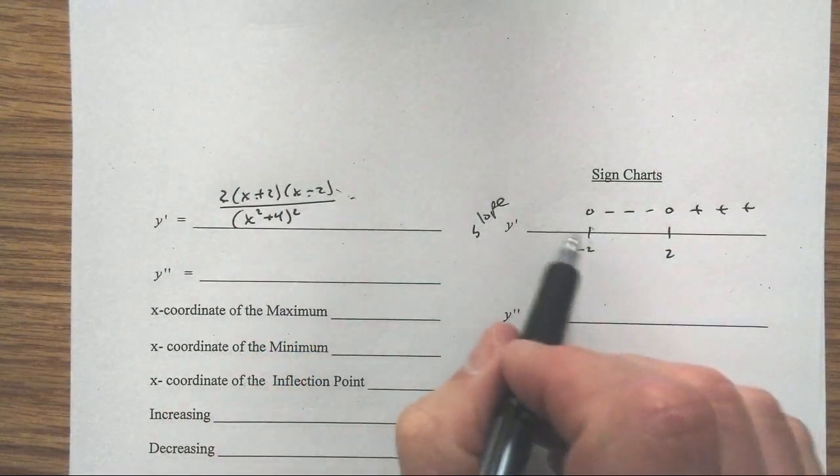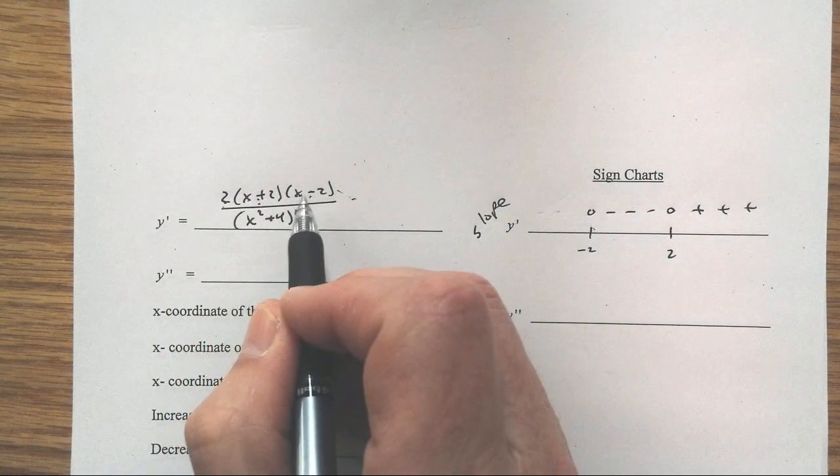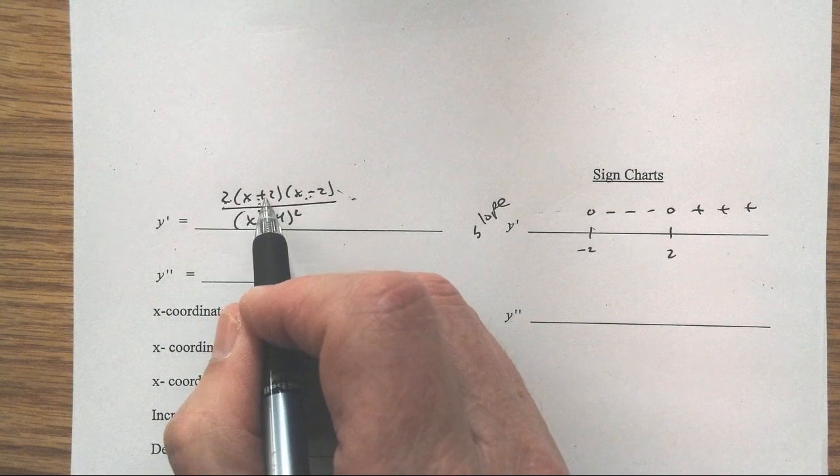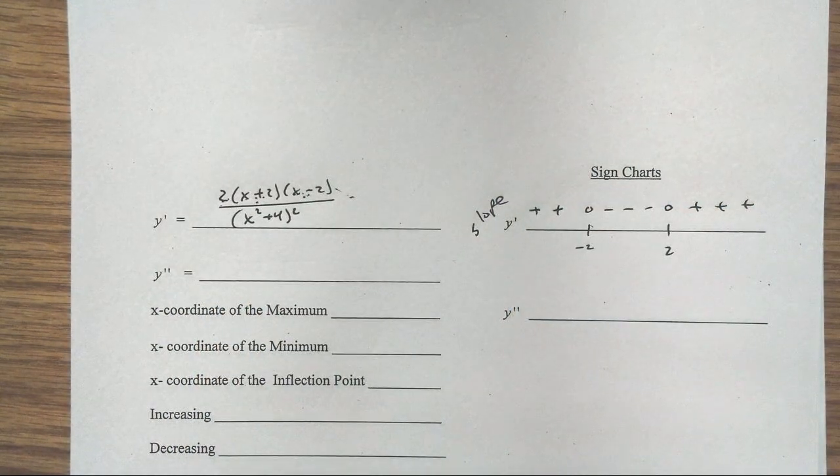If x is negative 10, something out here to the left, positive, this would be negative, this would be negative. Positive times negative is positive. Not so bad.